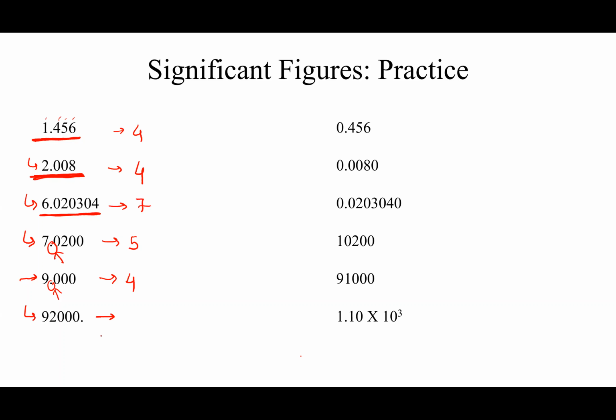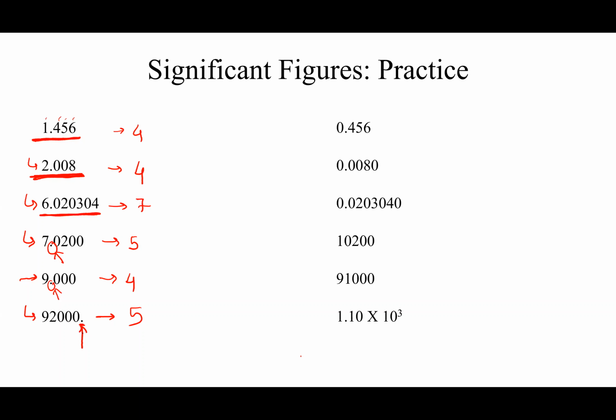Example 5. Is that 2.5? It's a decimal. You see the decimal point right here, right? As long as it has a decimal place, you are going to count all the zeros.